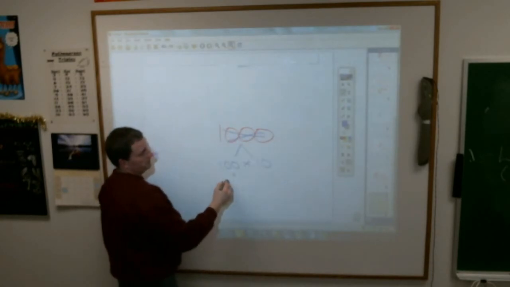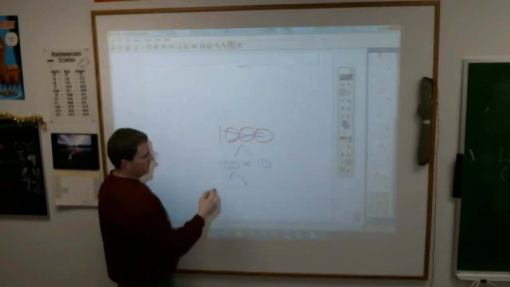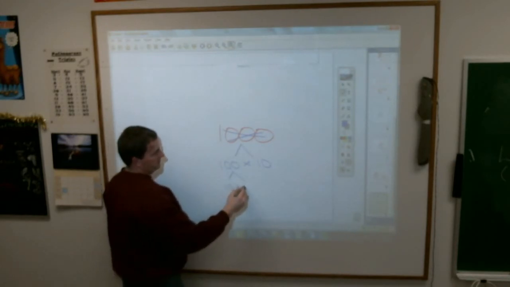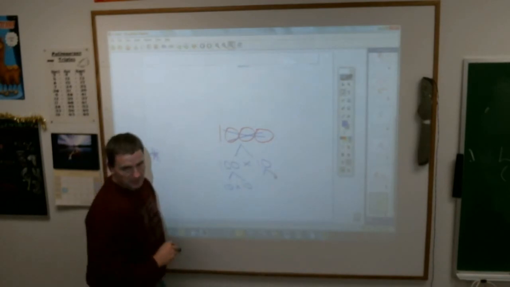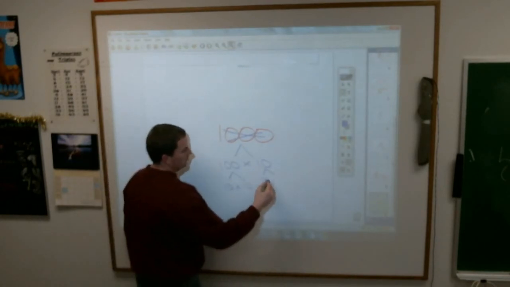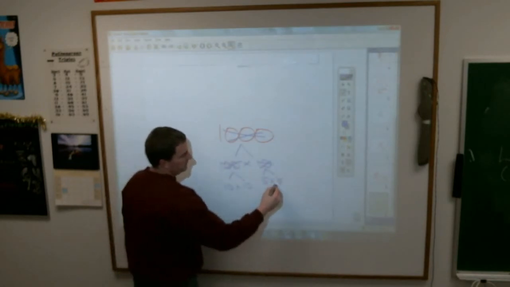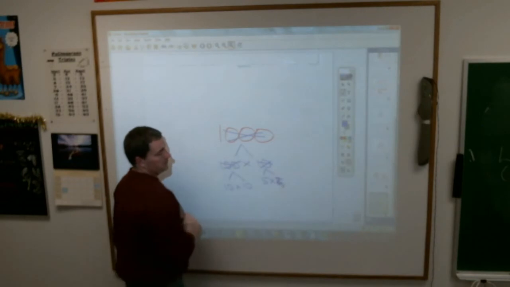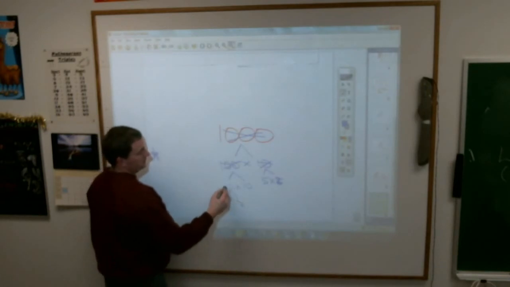100 is? What times what gives you 100? 10 times 10. How about 10? What times what gives you 10? 5 times 2, wonderful. And again, we don't need to worry about this anymore, nor that. Alright, what about these 10s, Bella? 5 times 2 for each of them.